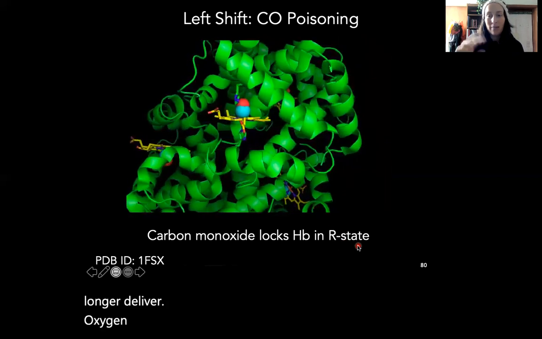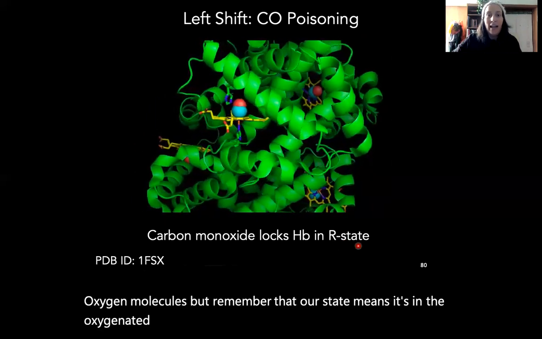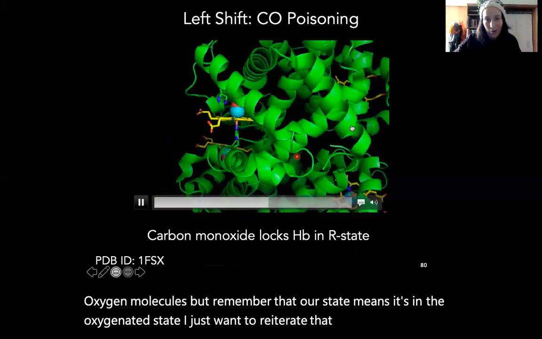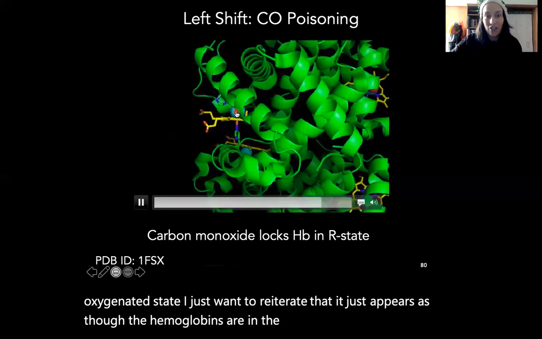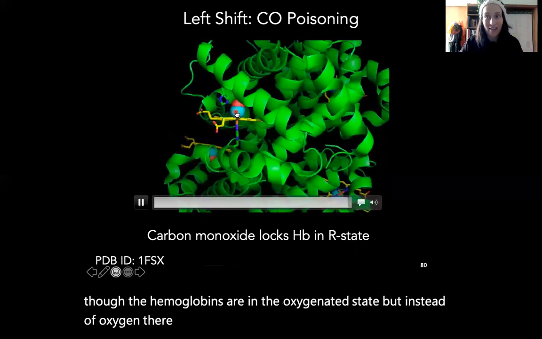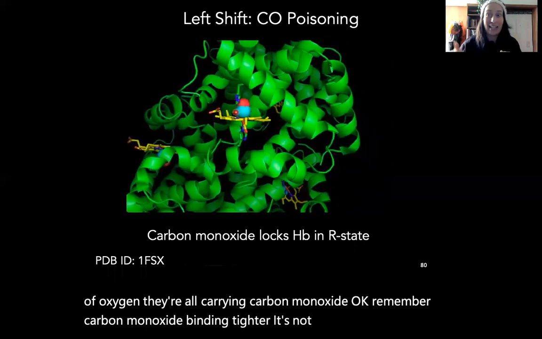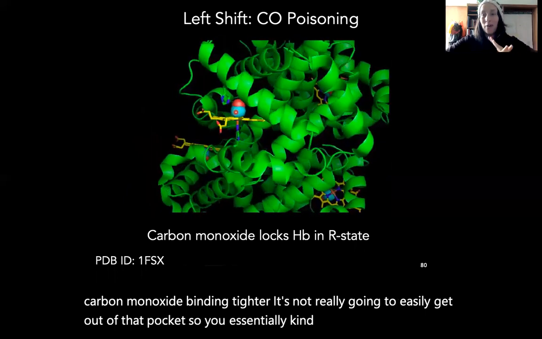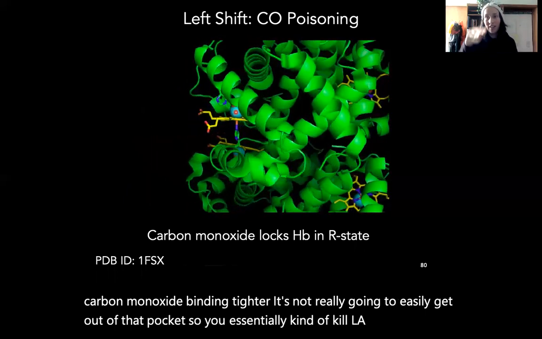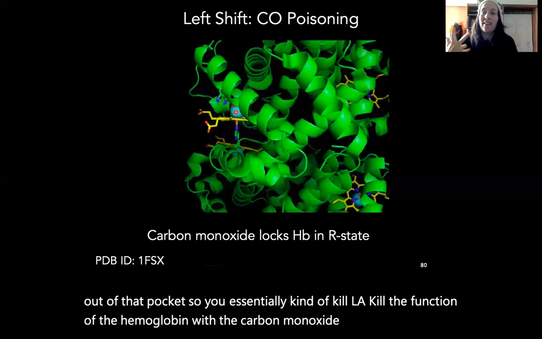But remember, the R state means it's in the oxygenated state. I just want to reiterate that it just appears as though the hemoglobins are in the oxygenated state, but instead of oxygen, they're all carrying carbon monoxide. Okay, remember, carbon monoxide is binding tighter. It's not really going to easily get out of that pocket. So you essentially kill the function of the hemoglobin with the carbon monoxide. So it gives it the look that it's in the R state.